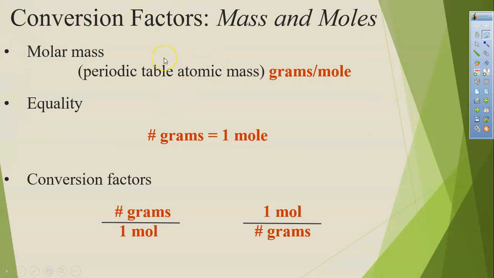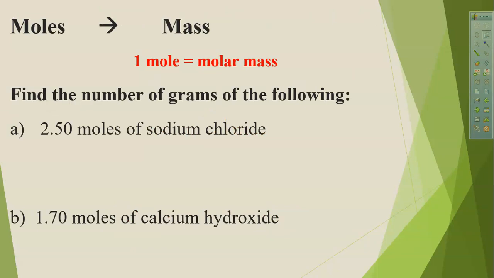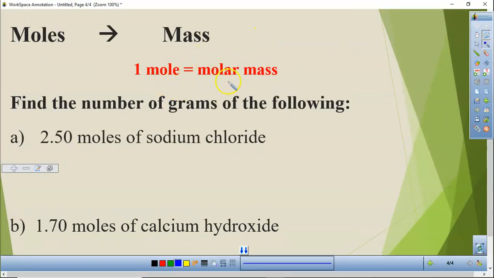All right, so conversion factors. We're going to use conversion factors because we can calculate the number of grams in a mole. We just did that, actually. The equality we're going to use is the number of grams is equal to 1 mole. So the conversion factor we'll use is the molar mass from the periodic table, the number of grams over 1 mole, or vice versa, depending on what we're trying to calculate. In this case, 1 mole is equal to the molar mass. You'll find this on your periodic table.